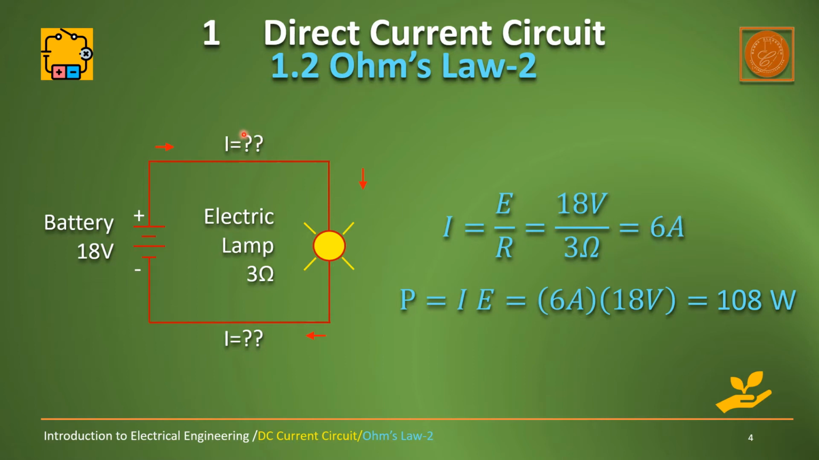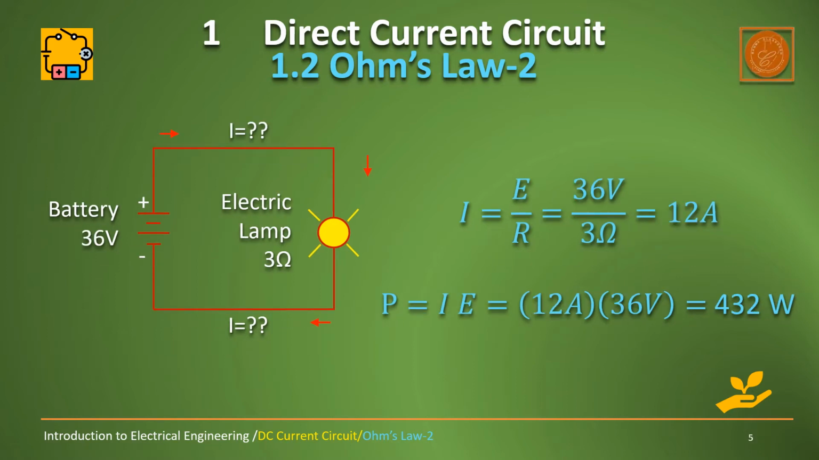This is 6 amps. We know the formula for the electrical power, P equals I times E. This means current, 6 amps, and the battery voltage is 18 volts. So we get 108 watts for the power.